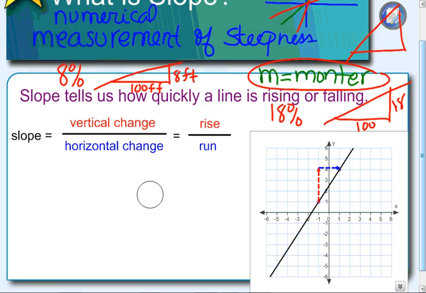Okay, so slope is nothing more than a measurement of how steep something is. So if you are doing building, okay guys, if you build anything, you put a roof on something, you've got the trusses on the roof.